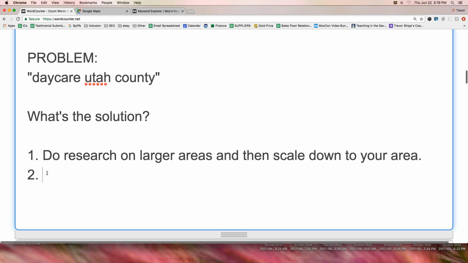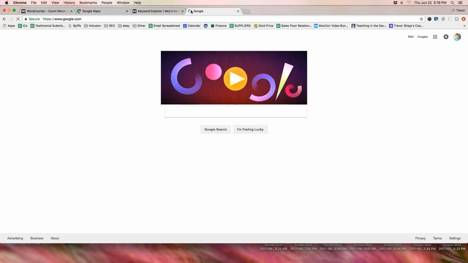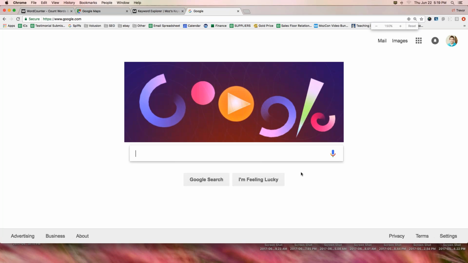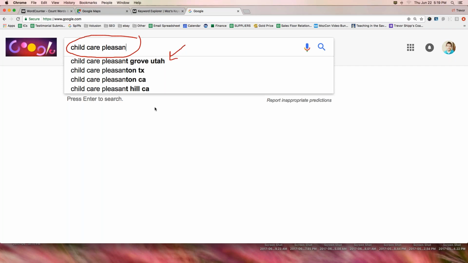Number 2 is Google Suggest is still extremely valuable. So when you go to google.com, and this works with YouTube, it works with Bing, it works with other major search engines, watch this. If I type in childcare and then I start writing, notice that I haven't typed it in fully. I typed in childcare Pleasant. I didn't finish it. See how it makes suggestions?